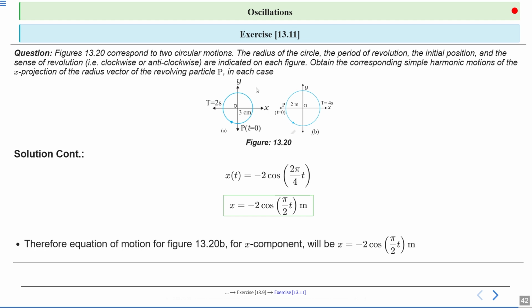This connection between circular motion and SHM is a powerful way to visualize oscillations.